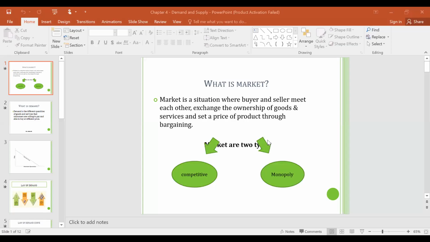That's it. Okay, so in today's class we will start a totally new topic, which is demand and supply. Actually, I should have started this topic, the market, earlier, but I found that you don't have any ideas about the different types of market and how they can make profit.